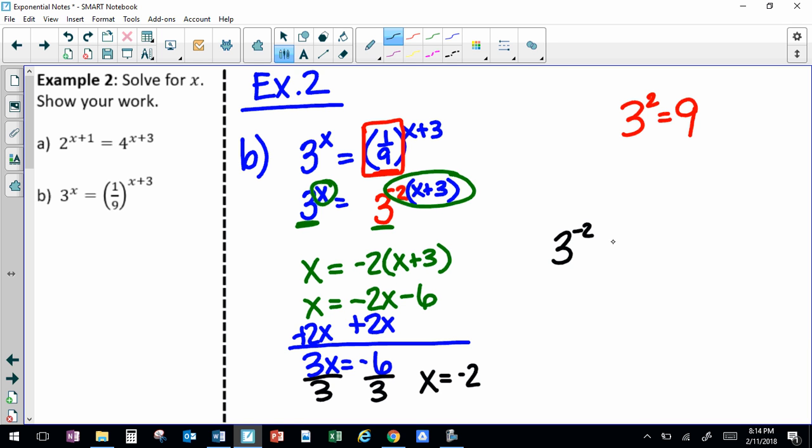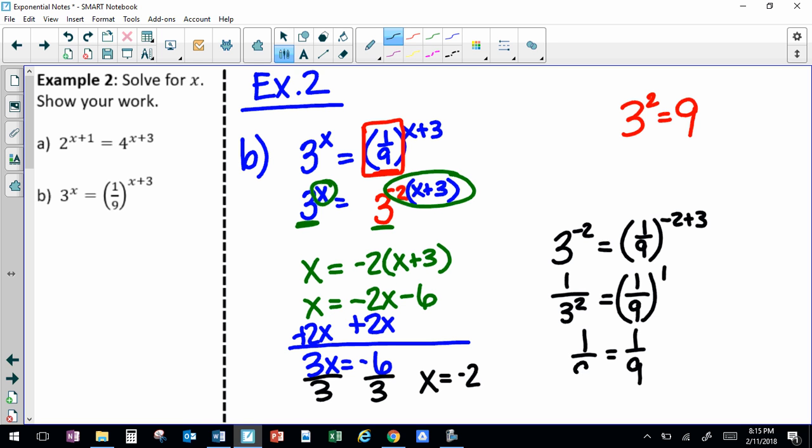So 3 to the negative 2 power, we want to see if that equals 1/9 to the negative 2 plus 3. So remember, negative means I have 1 over 3 squared. This will be 1/9. Negative 2 plus 3 is 1, so that's just 1/9 over there. This is 1/9, so it checks. x equals negative 2 is my answer.